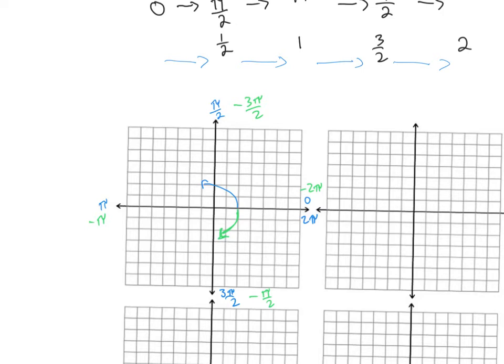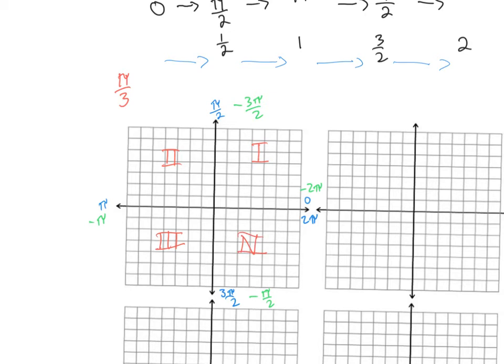So let's start off with some examples. Let's say our first example, we are given pi over 3. And they want us to figure which quadrant that is in. Quick reminder of quadrants. This is quadrant 1, quadrant 2, 3, and 4.